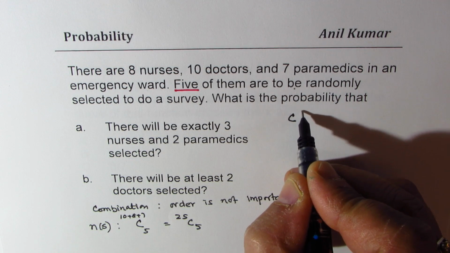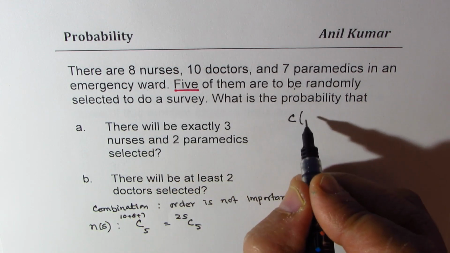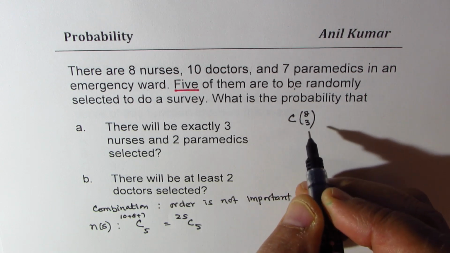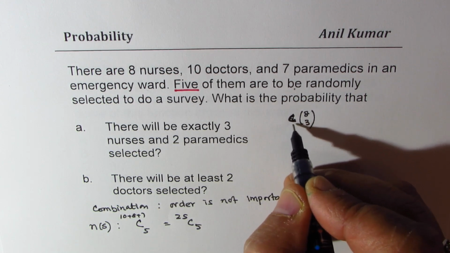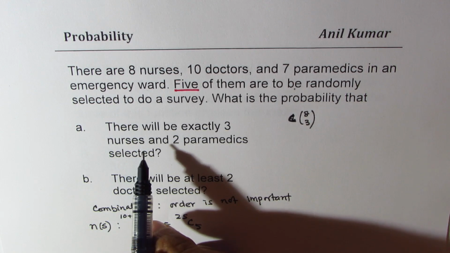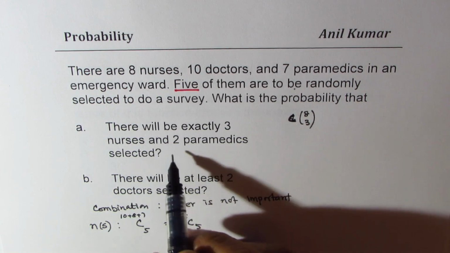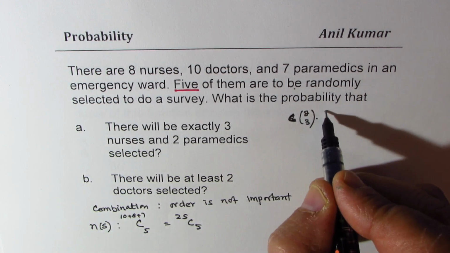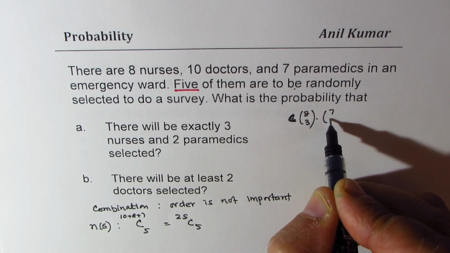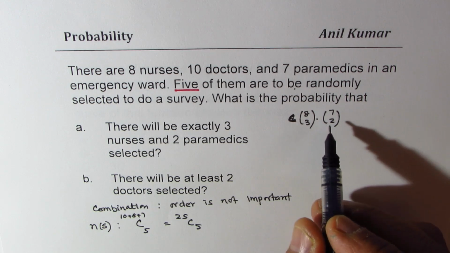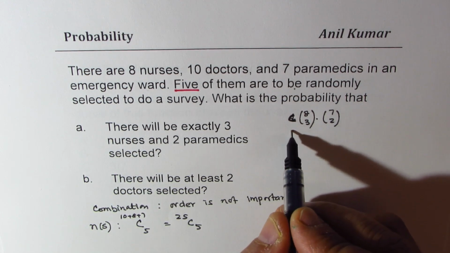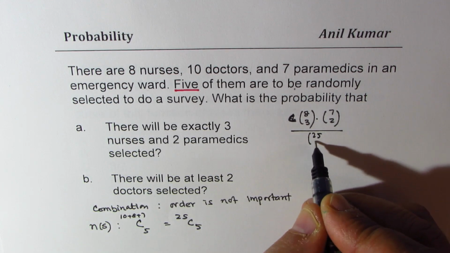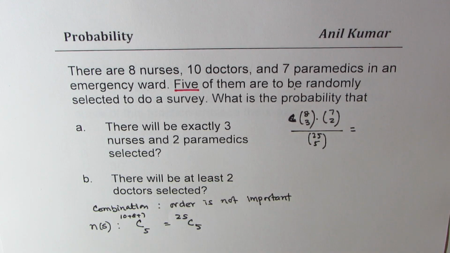We could write also like this. Out of 8 nurses, you select 3 nurses. Right, that's the combination. So if I write like this, I don't have to write C. And if I do that, and I select 2 paramedics, these 2 paramedics are selected from 7. So 7C2. So that becomes the favorable cases divided by what we have here, which is 25C5. Correct? So that becomes the answer.